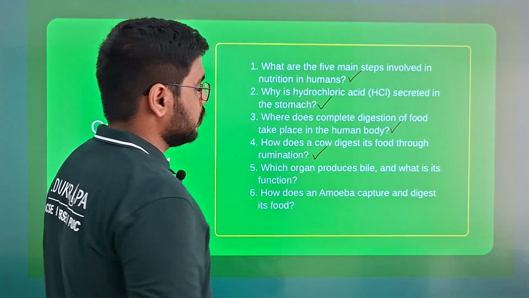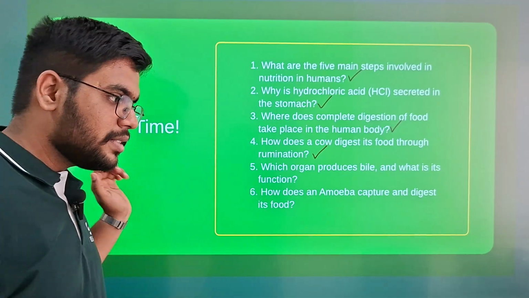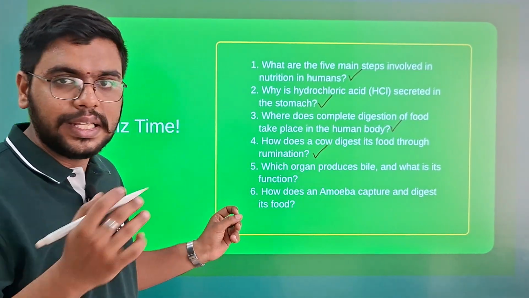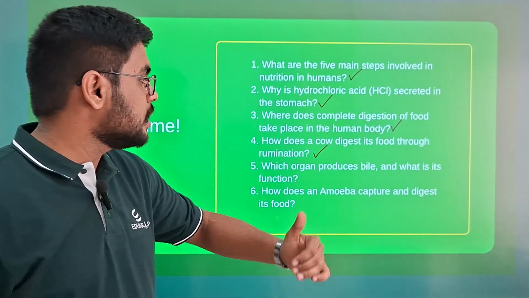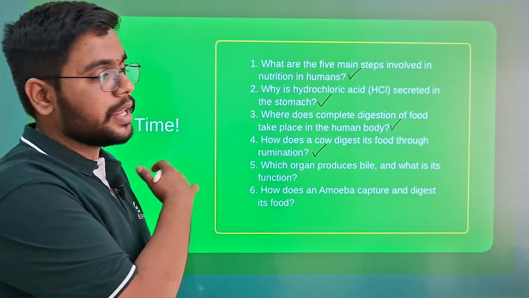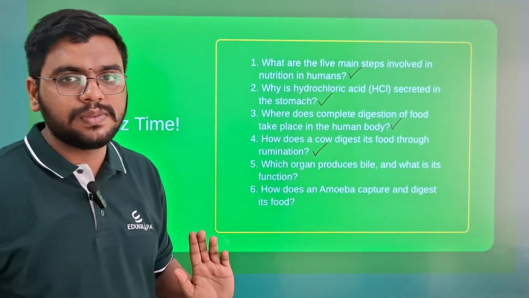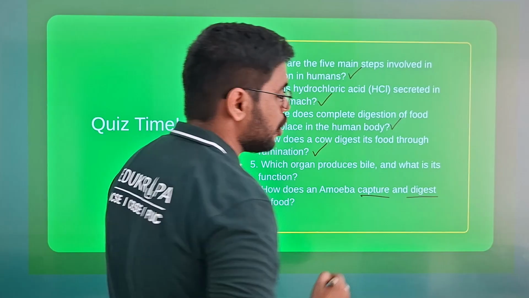How does a cow digest food? Through rumination. This I compared between herbivores and humans to explain to you how it happens. These are the hints for you. Which organ produces bile and what is its function? Again, please go back in the video and answer it. How does an amoeba capture and digest food? Capturing and digestion. You have to write both.